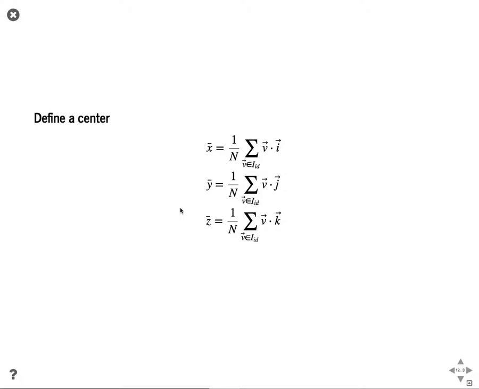And so our center is as simple as it sounds, where it's just the mean of all of the x pixels in the image. And so if this is the vector coordinate of a pixel, and this is the I vector, so the vector in the x direction, you can get the x, the y, and the z by doing this mean.